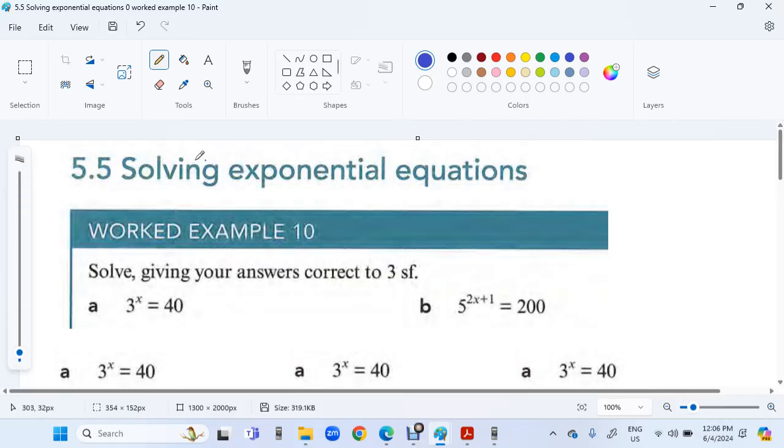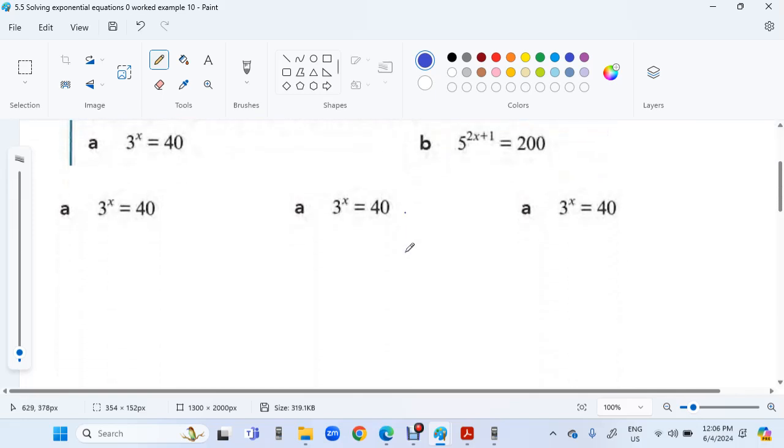Okay, 5.5, solving exponential equations. Worked example number 10: solve 3 to the power x equals 40. Give your answer correct to three significant figures. For this question, we can solve it using three methods.